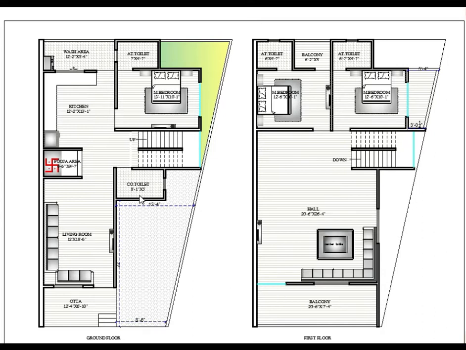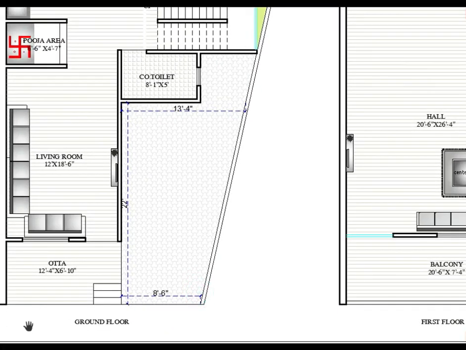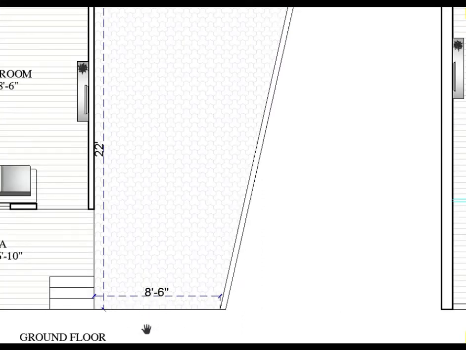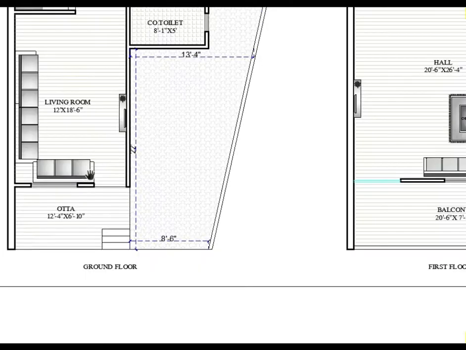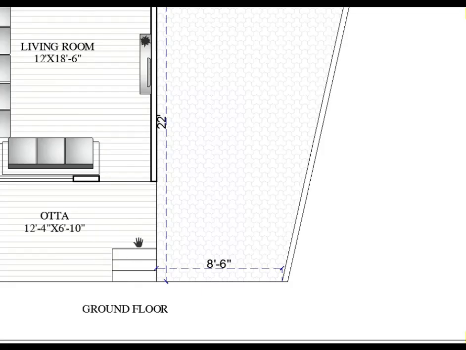So guys, as you can see, this one is the ground floor and this one is the first floor. Let's get started with the parking portion. Here is the main road and here is another road, the first being the primary road and the second the secondary road. This one is the main entry for the parking, which horizontally is 8 feet 6 at the front and 13 feet 4 at the angular back portion, and vertically 22 feet.